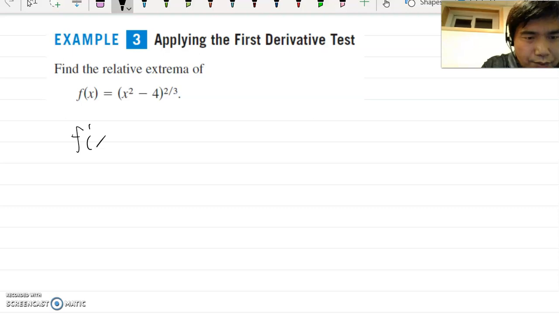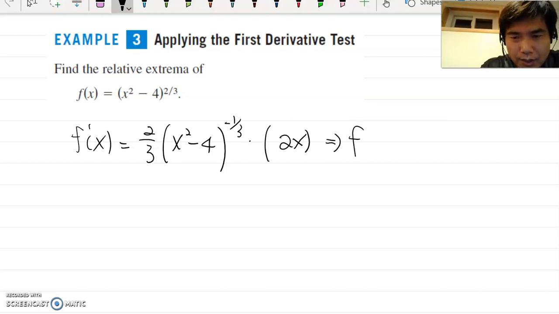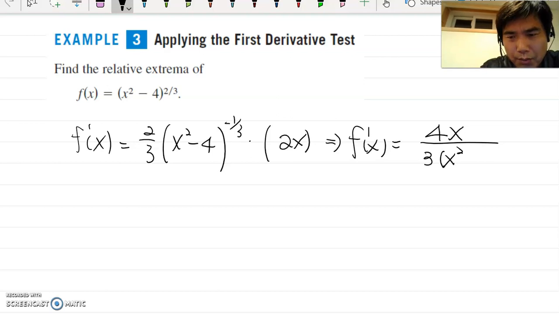So f prime x must be 2/3 times (x squared minus 4) to the 2/3 minus 1, so that becomes negative 1/3, multiplied by the derivative of the inside, which is 2x. So if I simplify that, then f prime x, 2 times 2 is 4, so 4x over 3 times (x squared minus 4) to the 1/3 power.